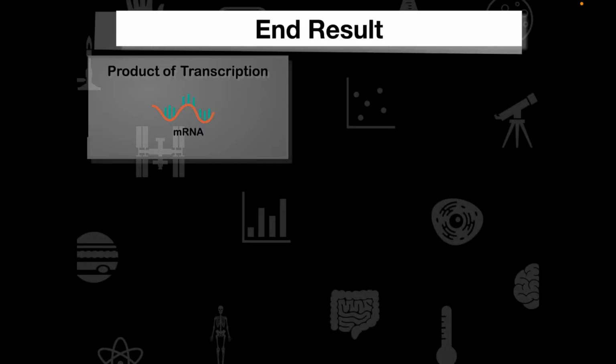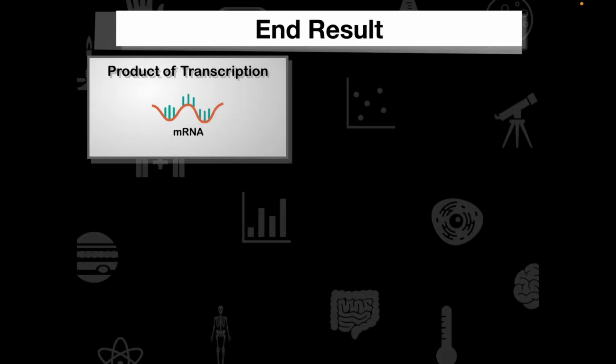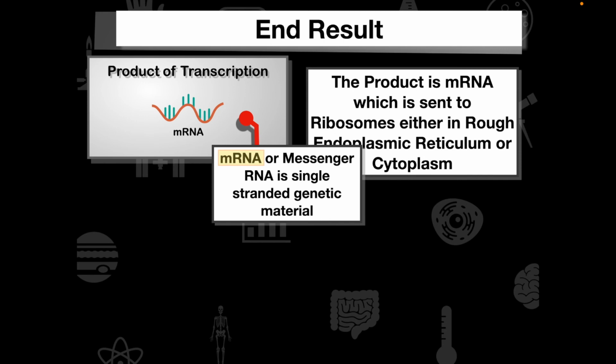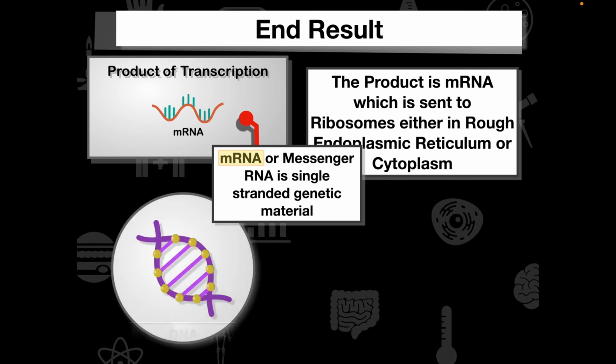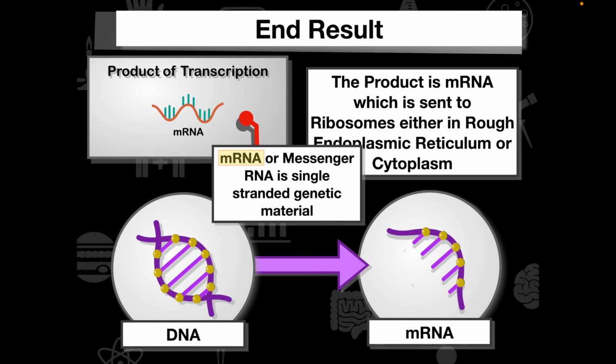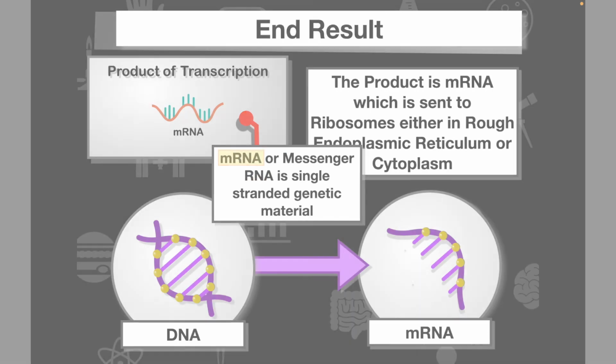So what is our end result of this process? Well, the product of transcription is going to be our mRNA, our messenger RNA. Now, messenger RNA is a single-stranded piece of genetic material, and it's going to be incredibly important when we put it into translation. So the mRNA is going to be sent to the ribosomes, which are either going to reside in the endoplasmic reticulum or the cytoplasm. So just to be 100% clear here, we're going from DNA to mRNA when discussing this process.